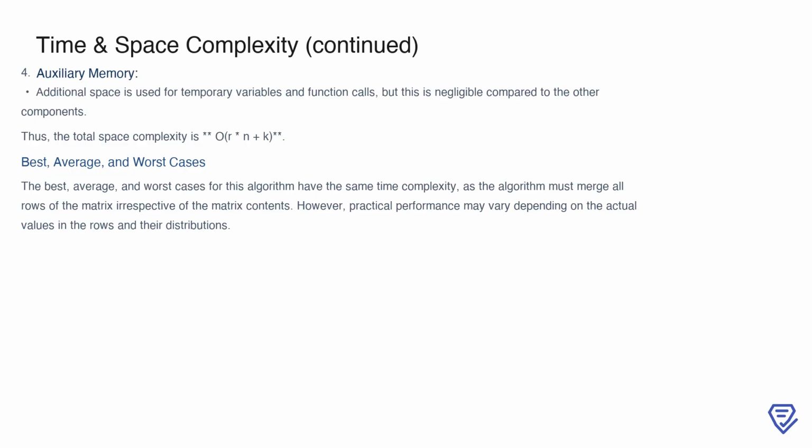When considering best, average, and worst-case scenarios, the time complexity does not change, as the algorithm must process all rows of the matrix regardless of their contents. However, the practical performance may vary slightly based on the distribution of values in the rows, since this could impact how quickly the smallest k sums are identified. Overall, the time complexity is consistent across all cases, ensuring predictable performance in most scenarios.